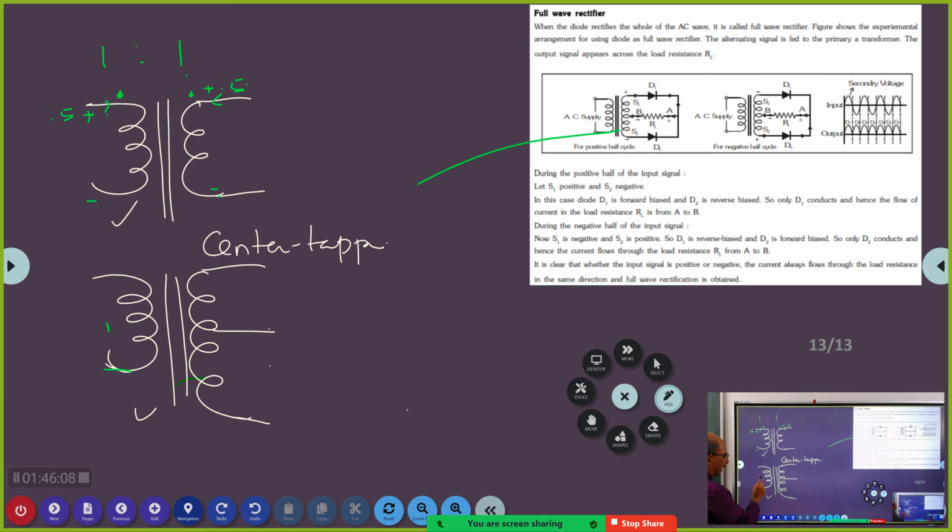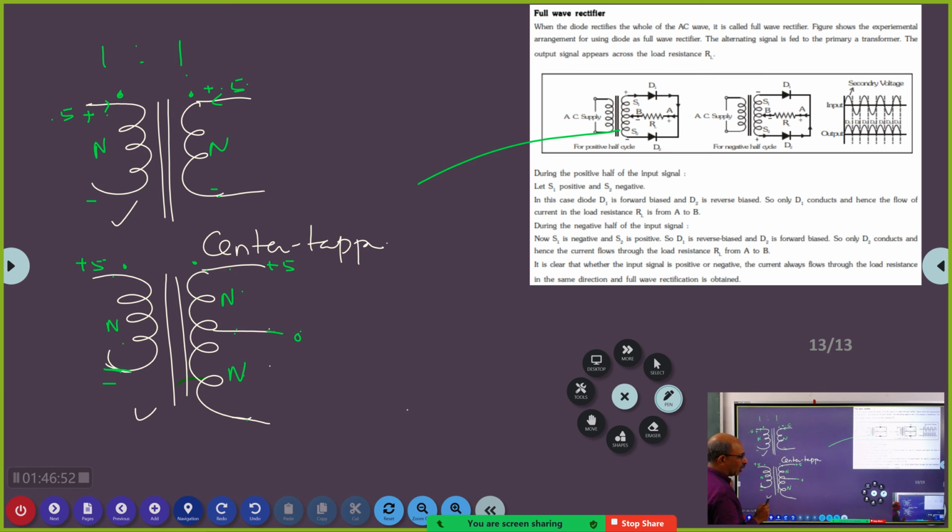So here also, supposing the number of windings here is n, and the number of windings here is n. This is n turns and this is n turns. Got it? Now I'll make the dots here. That means if this is 5 volts with respect to this, then what is this voltage? This will also be plus 5 volts with respect to this. Got it?